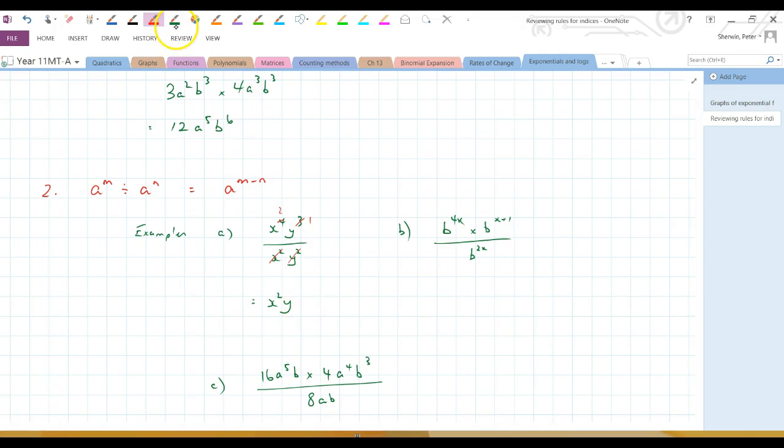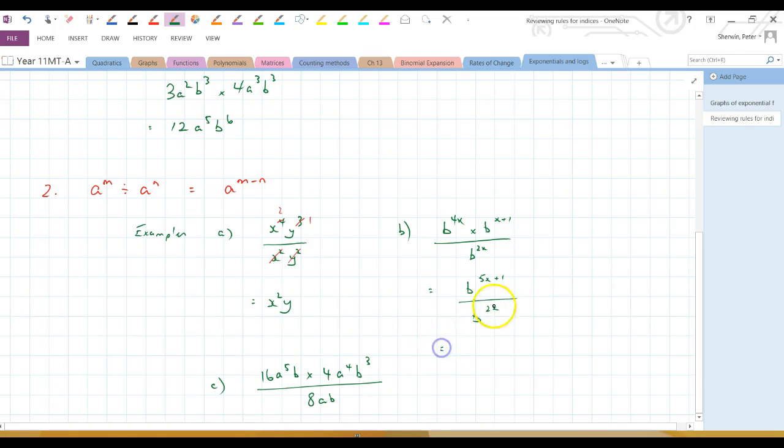So I'll go over here and do the same, except in this case, what I'll do is I'll add the powers in the numerator first. So I've got 4x plus x plus 1, so I get 5x plus 1 over b to the power of 2x.